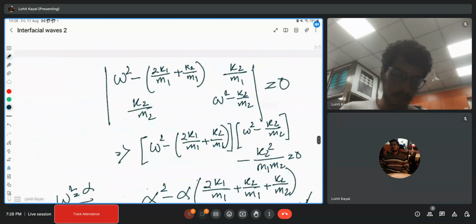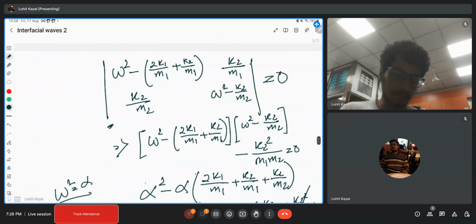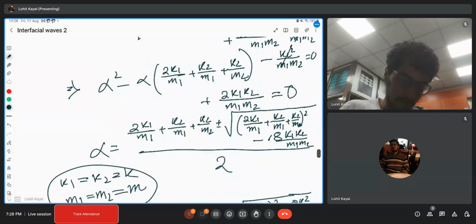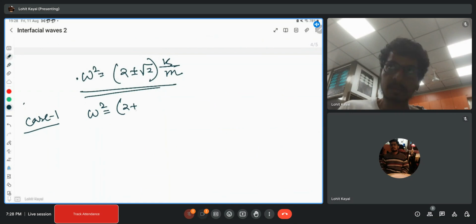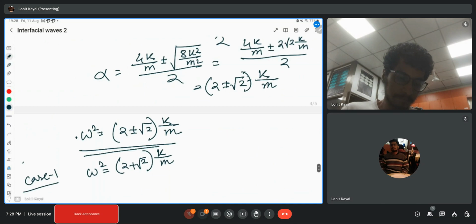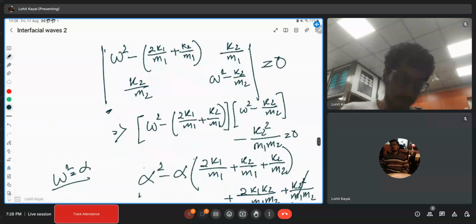So what is the final matrix? So this is a determinant. So in the matrix form I need to put this and calculate a1 a2. I need to find a1 and a2, right? So let's just do that. So case 1 is omega square equal to 2 plus square root 2 k by m. So your equation will be this.